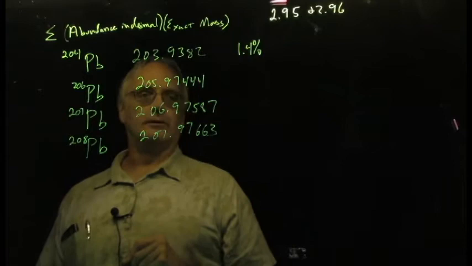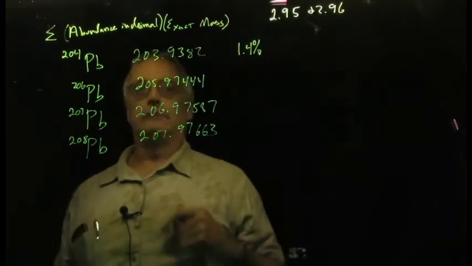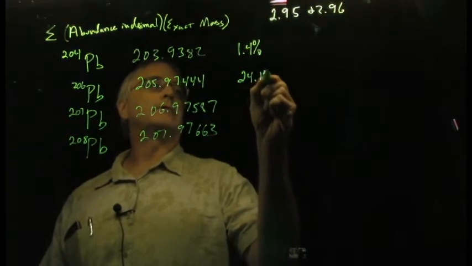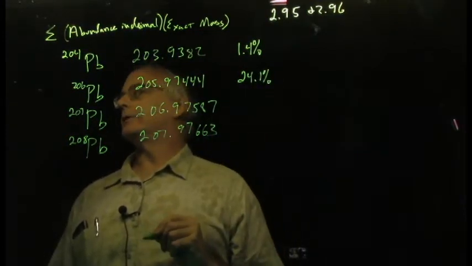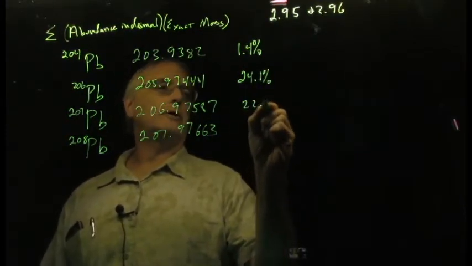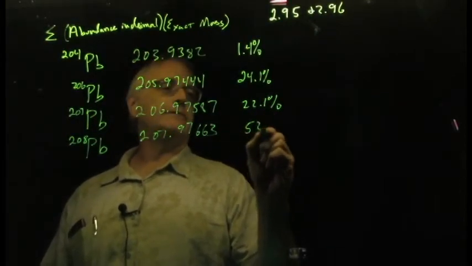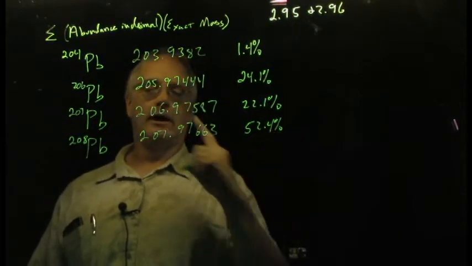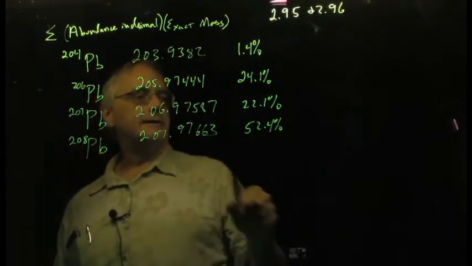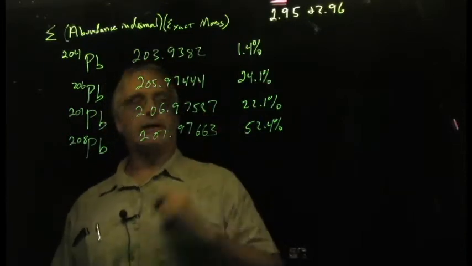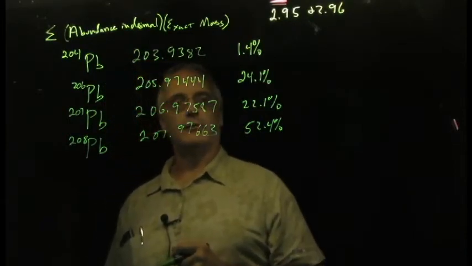I don't even know why there's no lead 205. I don't know. It just doesn't seem to be any. 24.1% for the lead 206. 22.1% for the lead 207. And then finally, 52.4% of lead 208. Now, if you take these numbers and add them up, they will add to 100%. These are the 4 naturally occurring isotopes of lead.